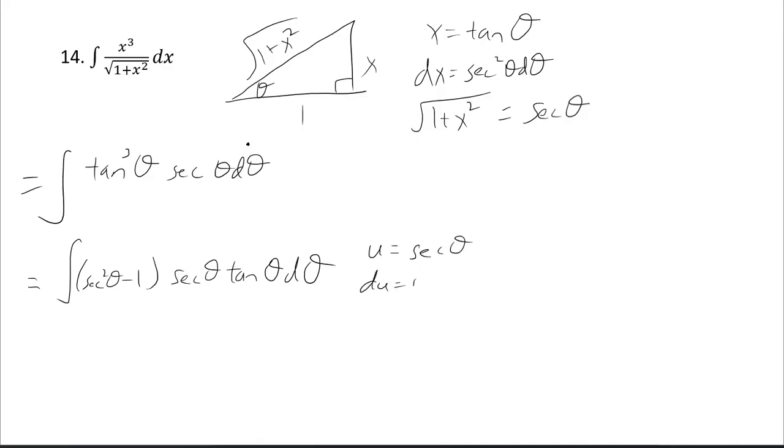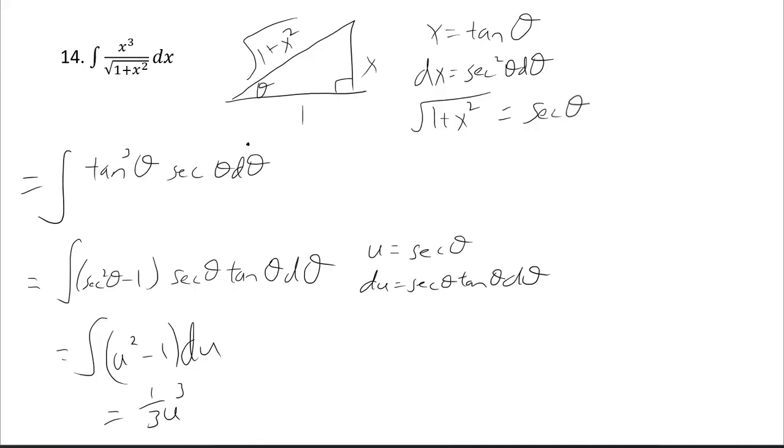Okay, so now we can let u be secant theta. So du is secant theta, tangent theta, d theta. So we get u squared minus 1 du. Now it's a simple power rule. So it's 1/3 u cubed minus u plus c. We got to back substitute twice though. So what's u first of all? It's 1/3 secant cubed theta minus secant theta plus c.